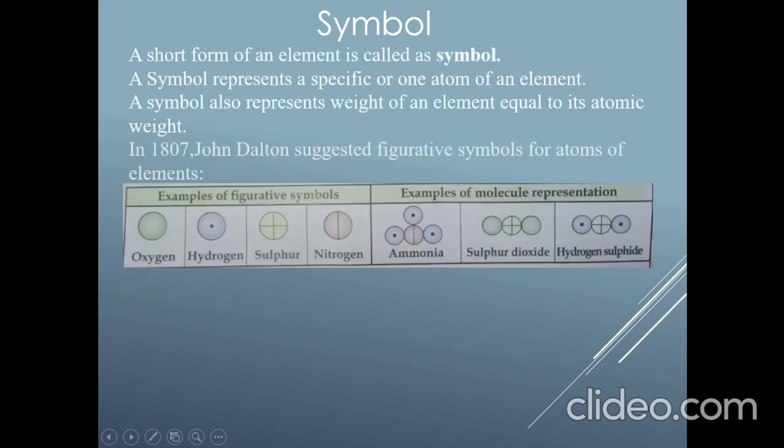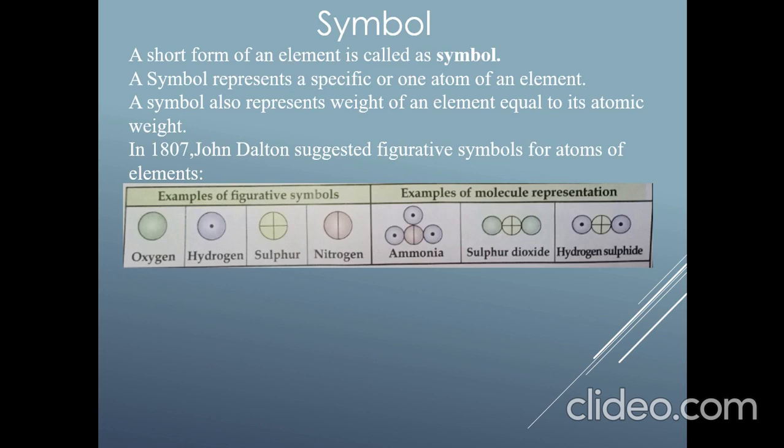Now, symbol. A symbol is a short form of an element. A symbol represents the element. A symbol is very specific to that element. No two elements can have the same symbol. For example, the symbol for carbon is C. So no other element will have the symbol C.